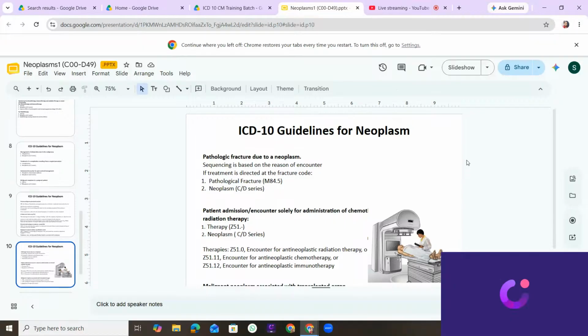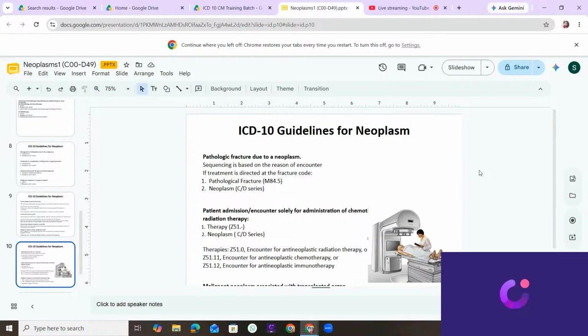Next is pathological fracture due to neoplasm. Sequencing is based on the reason for the encounter, so please focus, this is the first rule. If the treatment is directed at the fracture, the pathological fracture code, M84.5, will be coded as primary, and the second code is the neoplasm, as a secondary code.